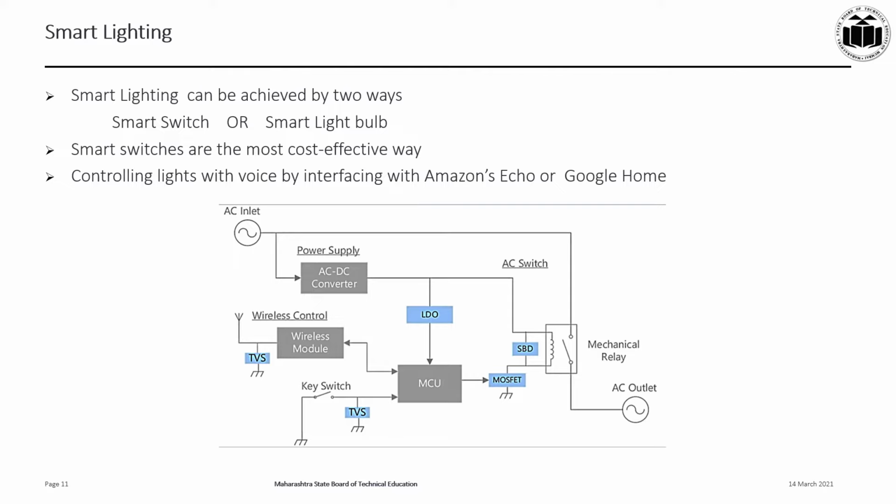Fifth component of smart home is smart lighting system. Smart lighting can be achieved in two ways. One way is by using the smart switch and the second way is by using the smart light bulbs. Smart switches are the cost-effective option because you do not need to replace every light bulb in the home. Smart light bulbs are more expensive than replacing a few switches.